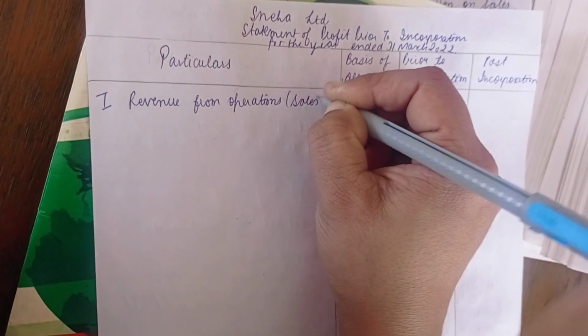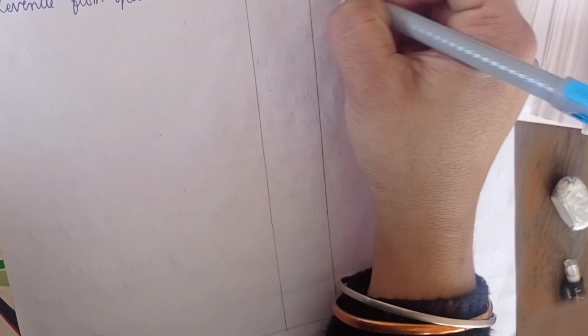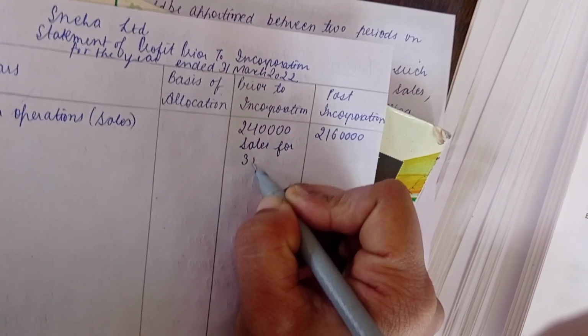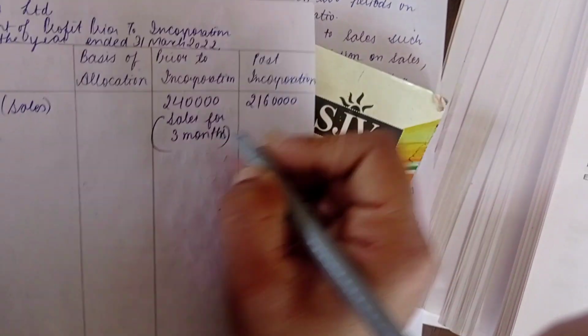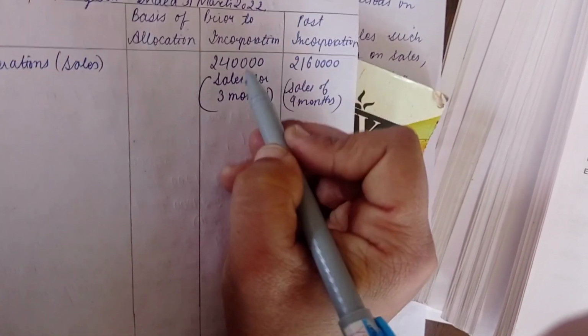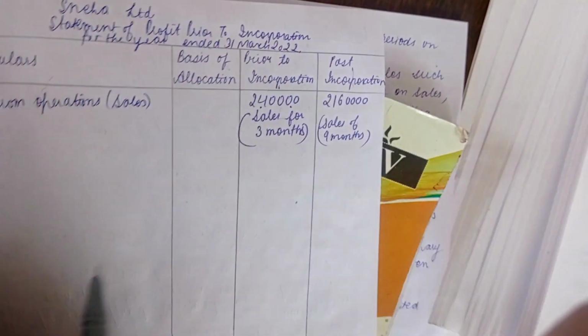that is sales. Now the sale we have calculated, 4,80,000 rupees. The first 3 months sale is 2,40,000 rupees. And the 9 months sale is 21,60,000 rupees. This is the sales of the first 3 months. This is the sales of 9 months. This sale belongs to the pre-incorporation period, and this sale belongs to the post-incorporation period.